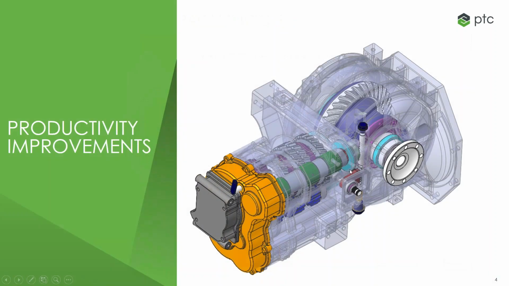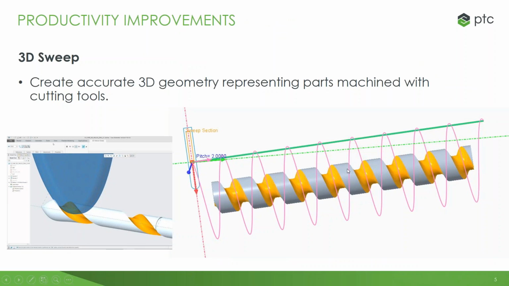So to start, we've got some productivity improvements. Our first productivity improvement is we've added the 3D sweep feature. Previously we did have the 2D sweep, but now you can actually use accurate 3D geometry representing tools for machining or grinding tools to get more accurate sweeps. And there's also going to be more to come with that as well.